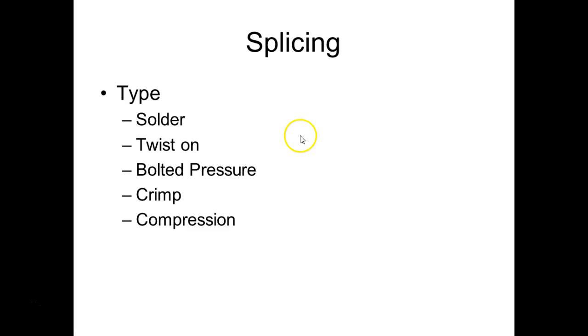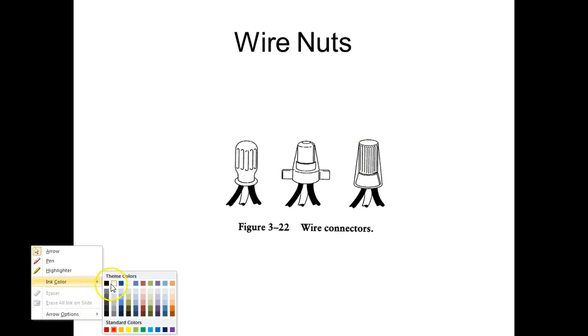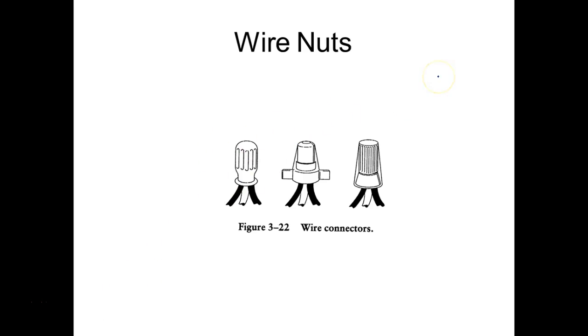So the first thing we're going to look at is your twist-on connectors. These are the connectors that we use a lot in residential and commercial wiring. In fact, the trade name for these is wire nuts, because they twist on like a nut on a screw. Now these either have springs in them, which are the best ones, and they're shaped in a certain way, which basically creates a screw.